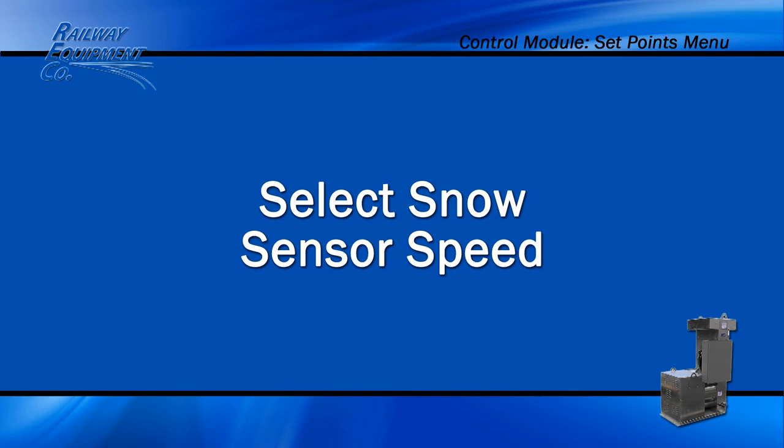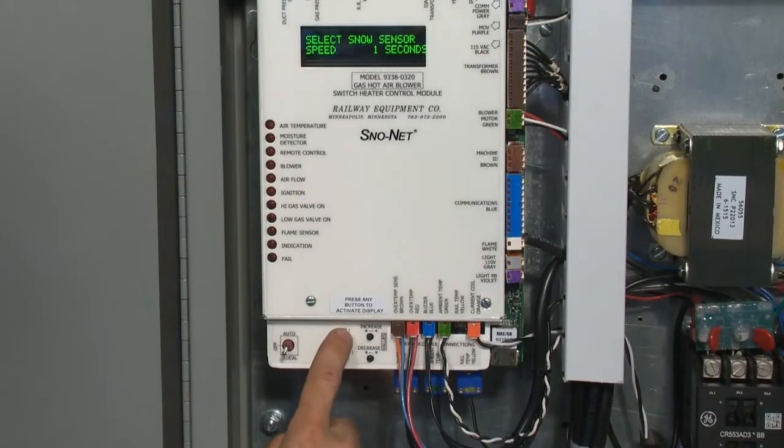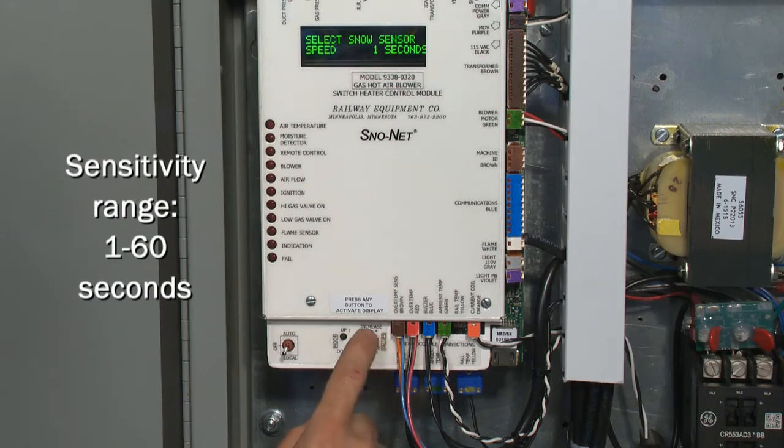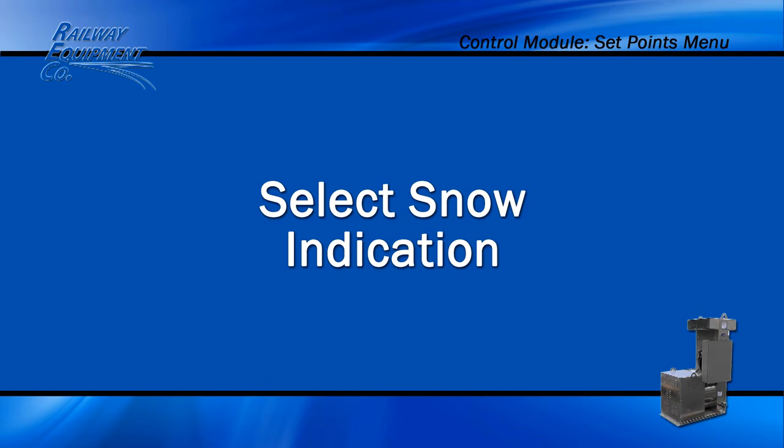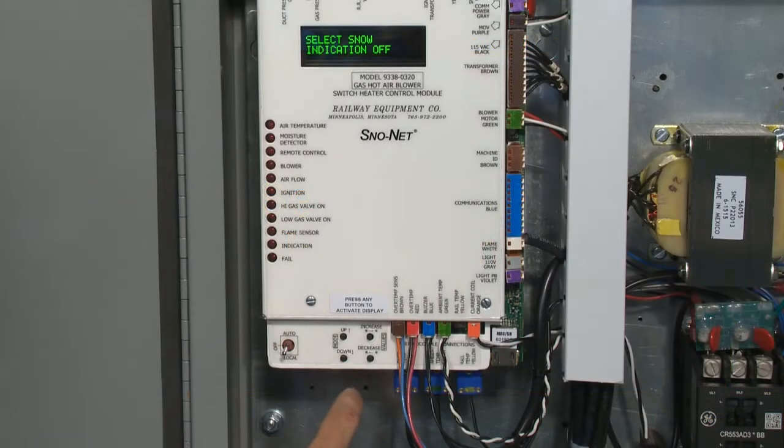Snow sensor speed sets moisture detection sensitivity. The moisture sensor must see moisture for the entire time to start a cycle. Selecting snow indication off or on determines whether indication will be set during snow time if no faults are present.